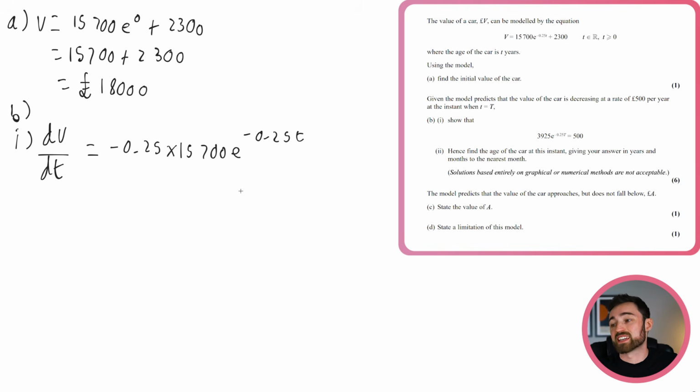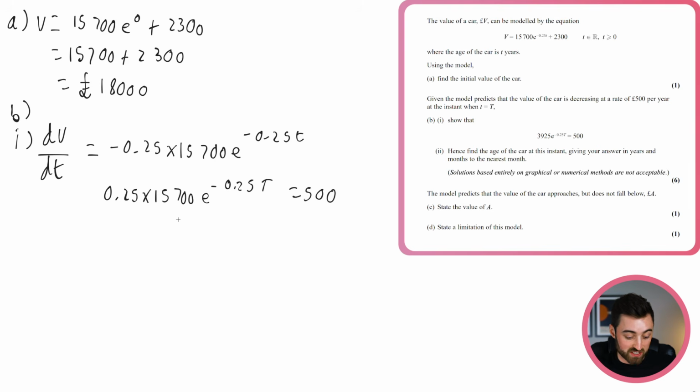Now it says decreasing at a rate. Okay, so here's the thing. This is negative, isn't it? But it would mean it's decreasing. It's got a negative derivative. So the rate of decrease would just be the positive version of that, wouldn't it? Like if it's minus 4, that means it's going down by 4 kind of thing. Therefore, 0.25 times 15,700 and then e to the minus 0.25 big T is going to equal 500, because that's the rate of decrease when t is equal to big T.